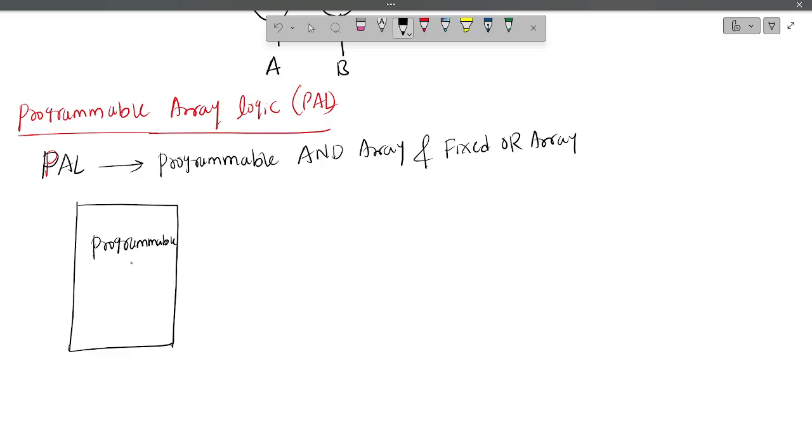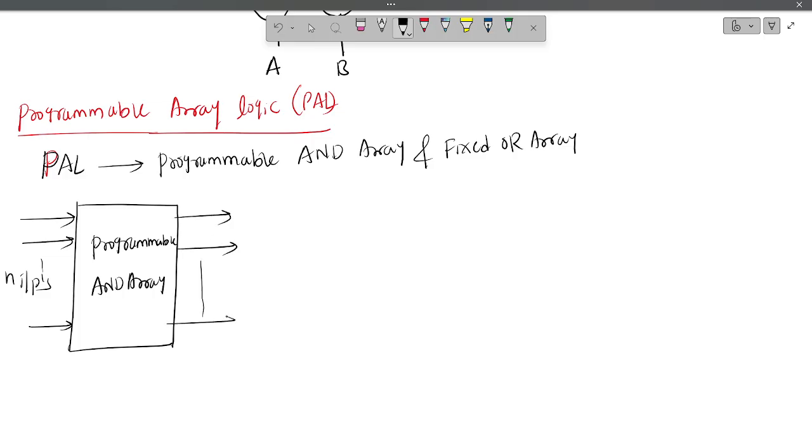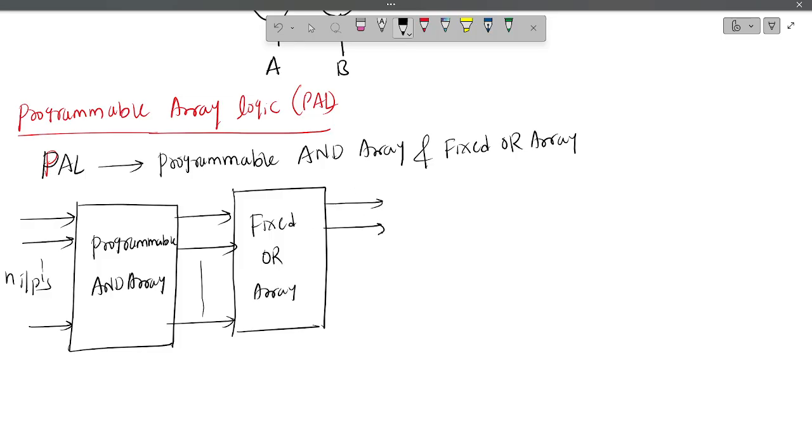programmable AND array. So you have n inputs, and a fixed OR array, and you have m outputs. Let us take m outputs.